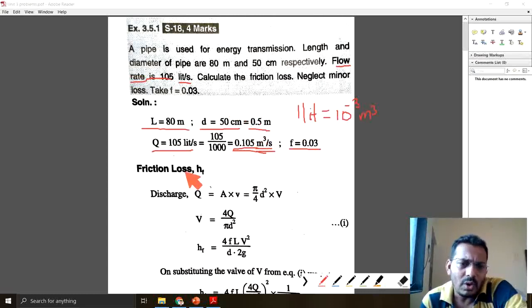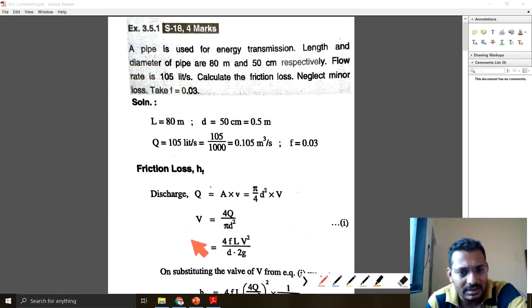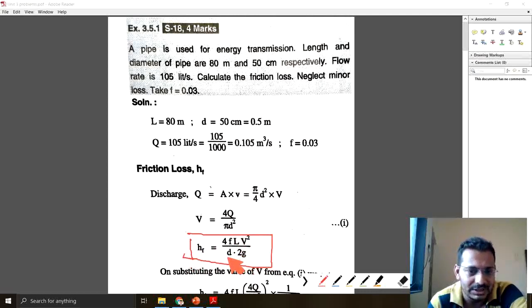Now we want to calculate the frictional loss. We have only one formula to calculate the frictional loss for this case, that is Darcy's Weisbach formula. So now we have the formula: hf is equal to 4flv square divided by 2gd. We want to calculate hf.